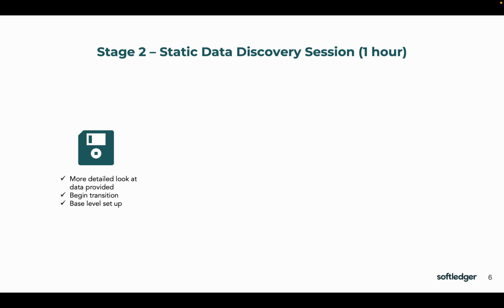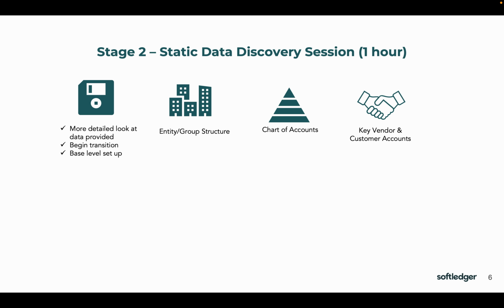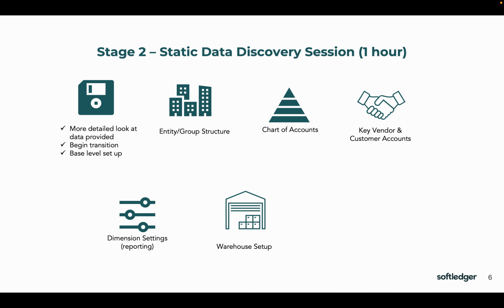In this session, we take a deeper look at the data provided by you, such that we can begin to transition your data set as it currently stands into SoftLedger. This is so a base level setup is ready for customized configurations later on. Topics for discussion will include, but are not limited to, your entity/group structure, chart of accounts as it is currently defined, key vendor/customer accounts to upload, dimension settings for reporting purposes, like is the business going to report on a product or cost center basis, warehouse setup for those managing stock, and crypto settings for those holding crypto assets.